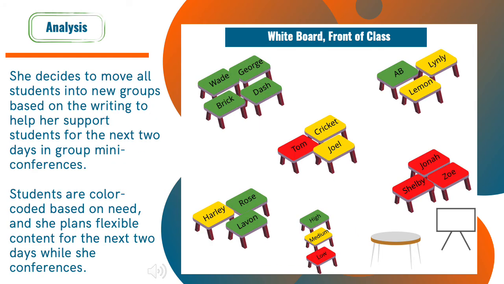As she analyzes the data, she decides to move all students into new groups based on the writing to help her support students for the next 2 days in group mini-conferences. Students also take time to update their data folder. All of the high-performing students are either grouped together or with a medium-performing student. Medium-performing students are also grouped with medium or lows, depending on how close they are to each other. Their groupings are done homogeneously based on this data point, and she plans flexible content for the next 2 days while she conferences.